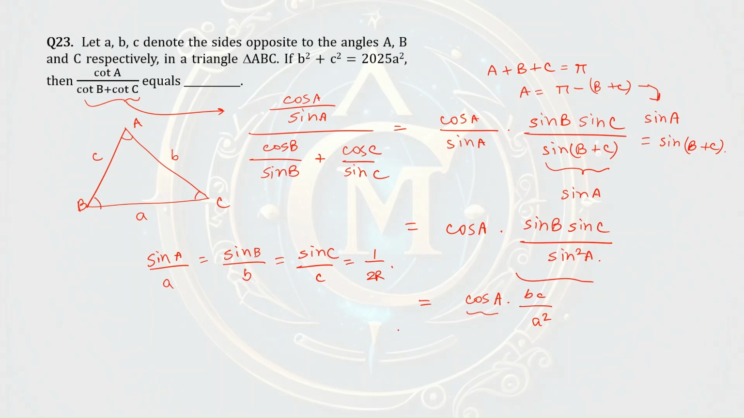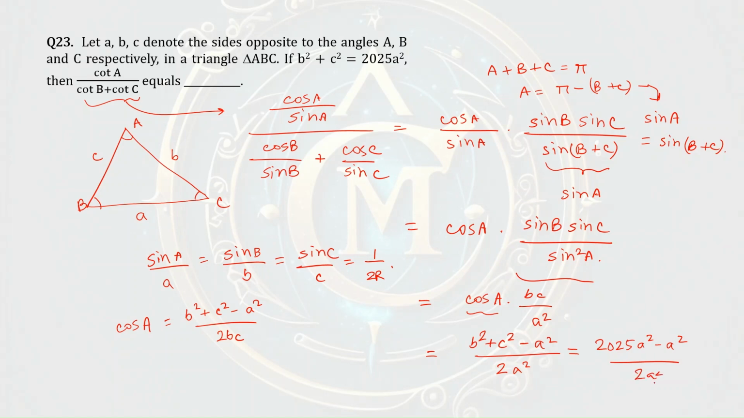Now we can apply the formula of cos A. So cos A is b square plus c square minus a square divided by 2bc. That means bc times cos A, which is the numerator of this expression, will be equal to b square plus c square minus a square divided by 2, and there is the a square in the denominator. Now we can substitute the value of b square plus c square. So it will be equal to 2025 a square minus a square divided by 2a square. As a is non-zero, a square will be cancelled. So this becomes 2024 divided by 2, which finally becomes 1012. So 1012 is the correct answer for this question. I hope you understood this question.